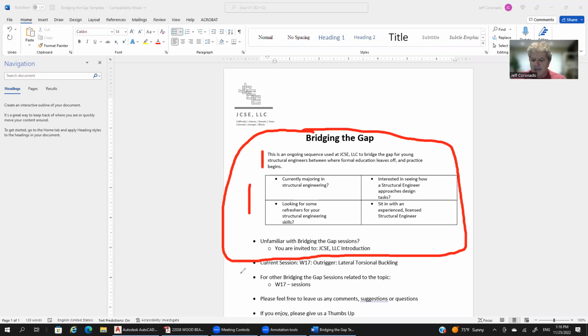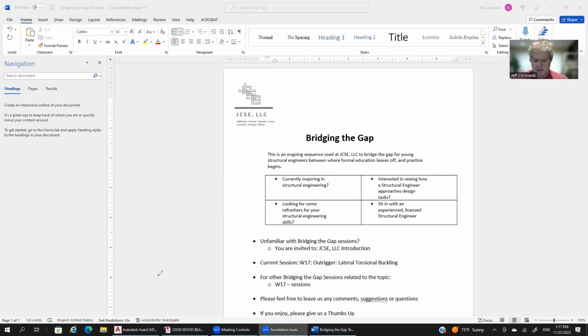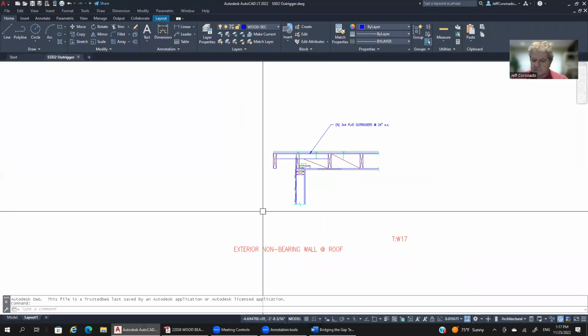This current session is in the sequence of sessions of W17. It's one of the W17 tutorials. In particular, what we're going to be covering here is an outrigger, and it's the lateral torsional buckling of the outrigger. So it applies to the outrigger. It also applies in general to a beam that has an overhang, a simply supported beam with an overhang. So that's the nature of the lateral torsional buckling that we're going to be covering here. Okay, with that in mind, let's jump into the particular detail that we want to take a look at.